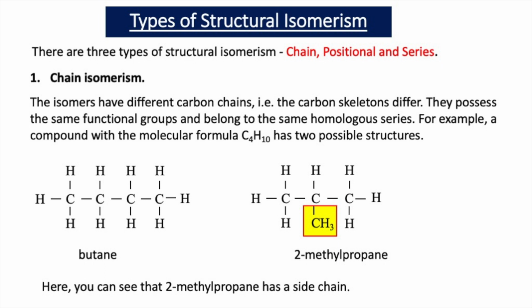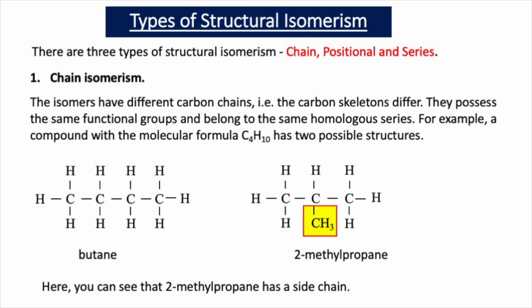So let's look at some examples. In our first example, we have compounds with a molecular formula C4H10. If you have a molecular formula of C4H10, there are 2 possible structures. There are 2 possible isomers. The first is butane, where you have a straight chain of 4 carbon atoms and 10 hydrogens. The other compound that has C4H10 as its molecular formula is 2-methylpropane.